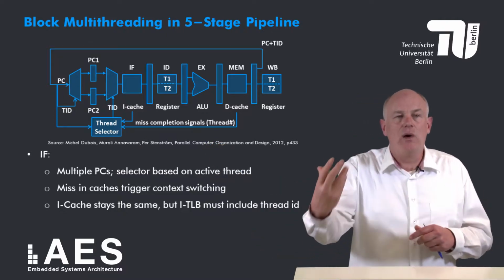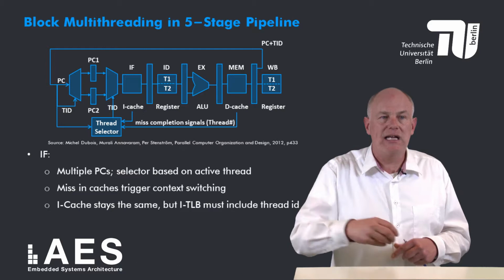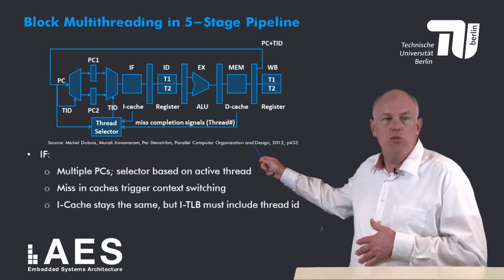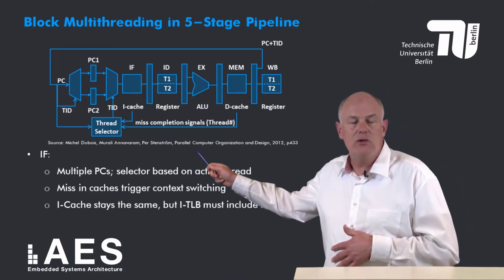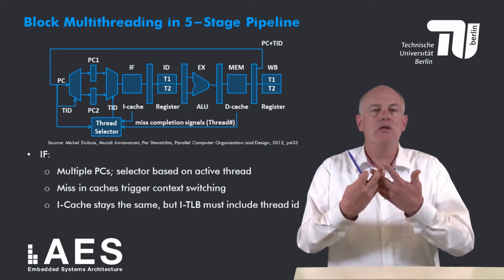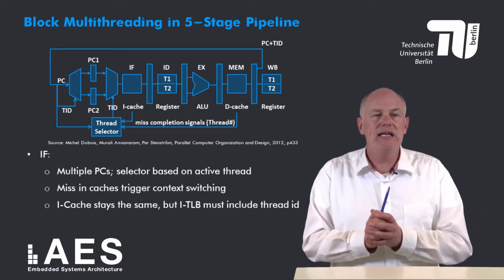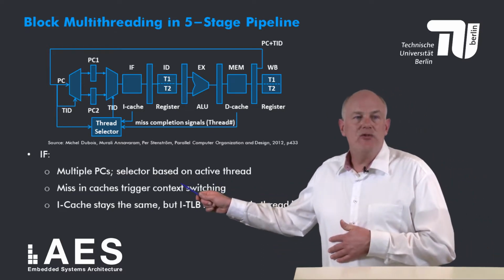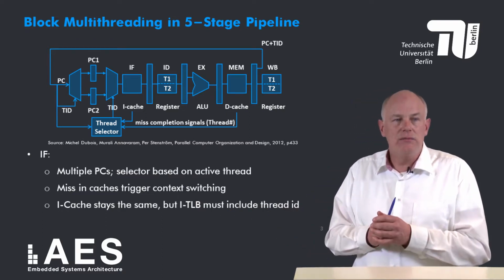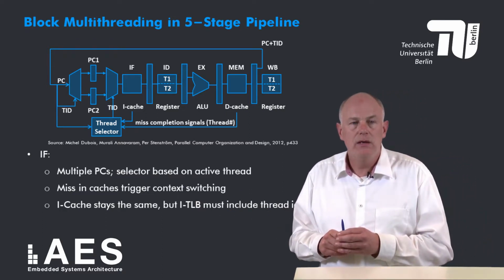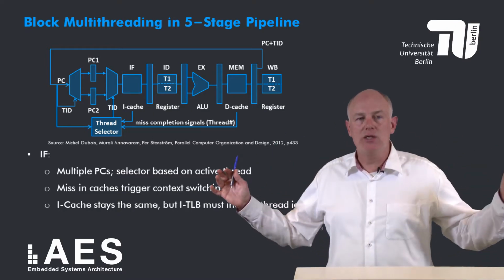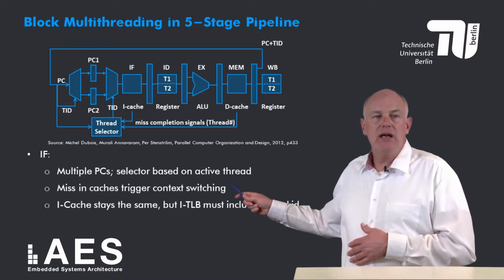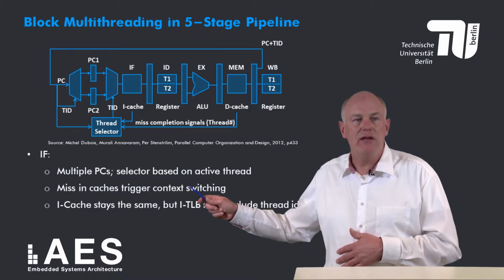A miss in the level 1 cache triggers a context switch. So we see that the miss signal of the instruction cache as well as the data cache are fed into the thread selector, because this allows the thread selector to put aside this thread to allow another thread to run. The instruction cache remains identical. It stays absolutely the same, right? Perhaps we need a bigger one, because the working sets of both threads need to fit in the instruction cache, but basically the structure is unchanged.